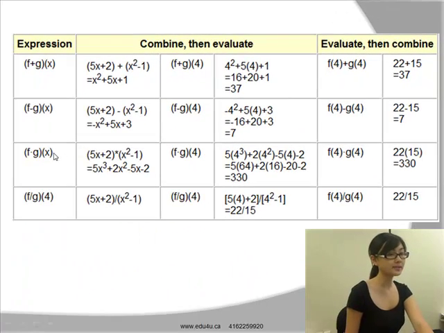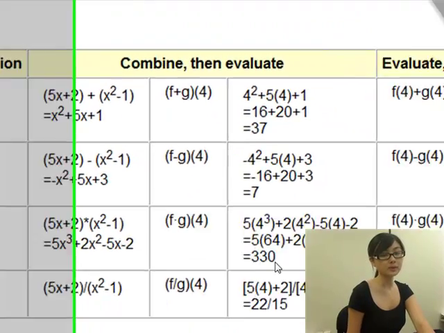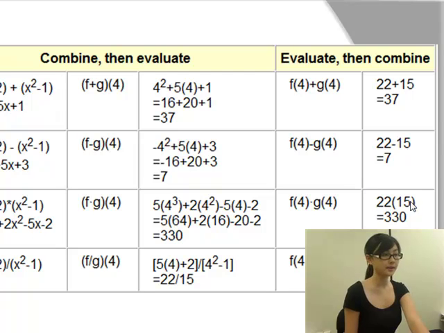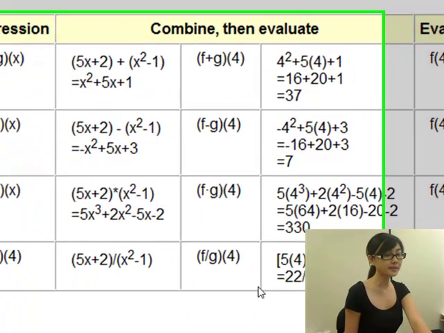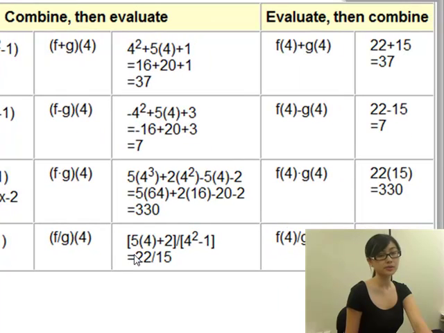We can do the same thing for multiplication. We combine, then evaluate. That will give us 330. If we evaluate, then combine, that will also give us 330. And for the division, it's going to be the same thing. Combine, then evaluate. That's going to give us 22 over 15 for x equals 4. Evaluate, then combine. It's going to give us 22 over 15, which is the same as combine, then evaluate.